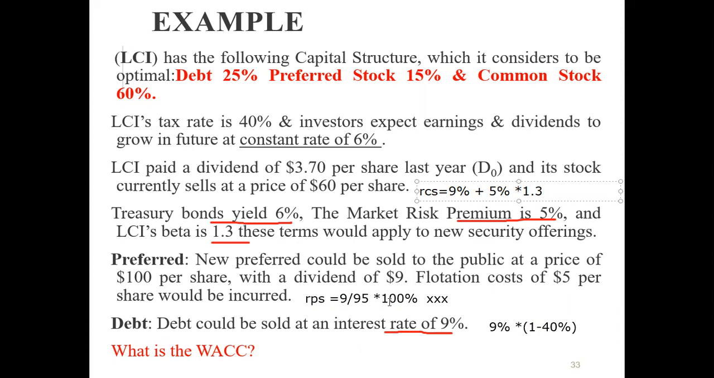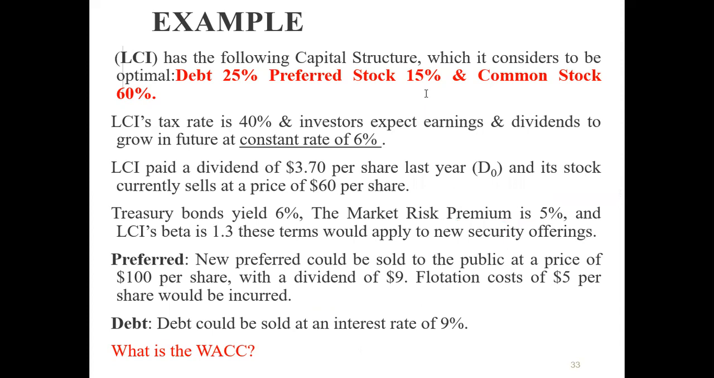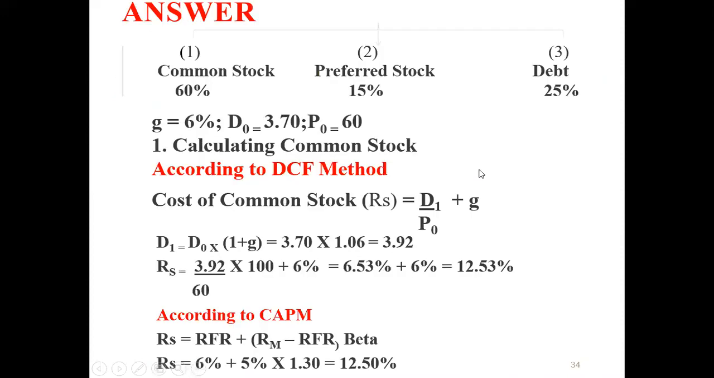So I find the RCS, the RPS, the debt, and then I can multiply them times the 25, 15, and 60%. So let's see together how we can find it in a very simple way in order to find the WACC. So basically, this is the DCF model. I can do it here in two ways. I did it by the risk-free here, which is the yield, and 5% times 1 plus the 3. So we use the risk-free 6%, not the 9%. We use the 6%, plus the 5% times 1.3, it gives us 12.5.